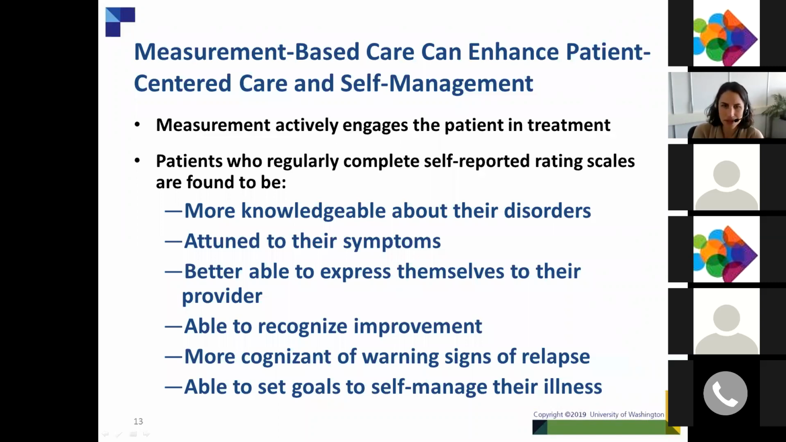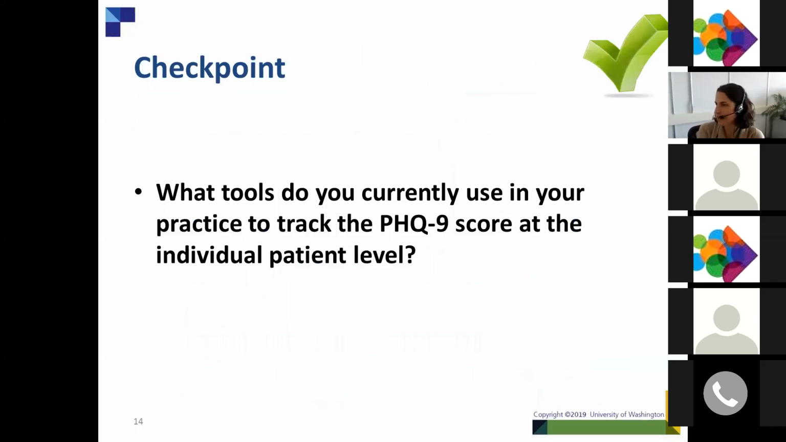So I would be curious to know, right now, we had one example of the use of the PHQ directly in an encounter with that patient. How are you tracking the score currently at that individual patient level? Is there anything you're doing right now with your EHR or on a spreadsheet, or are you just looking through past chart notes? What do you do currently? Could you give us some examples?